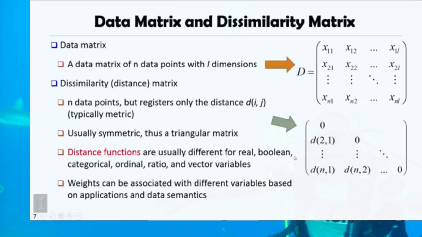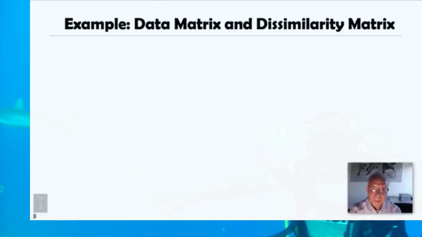But the distance function usually could be quite different for different kinds of variables, like real, Boolean, categorical, ordinal, ratio, and vector variables. Their distance definitions could be different. Moreover, sometimes they may have weights associated with those different variables based on the applications and data semantics. We're going to introduce this more later.